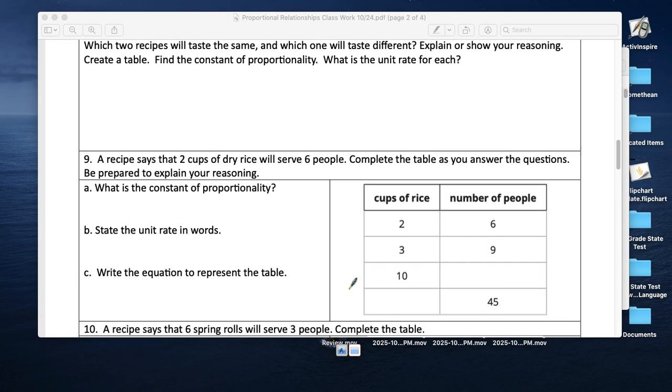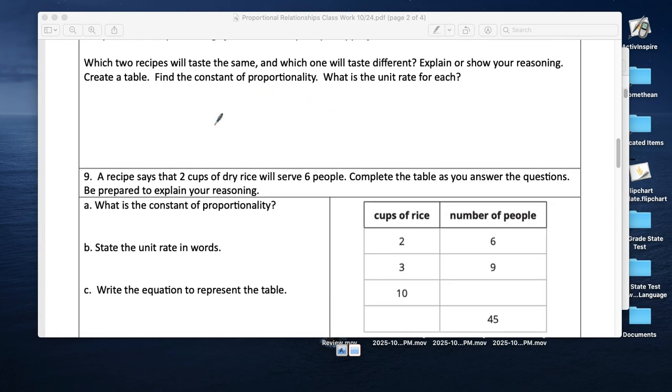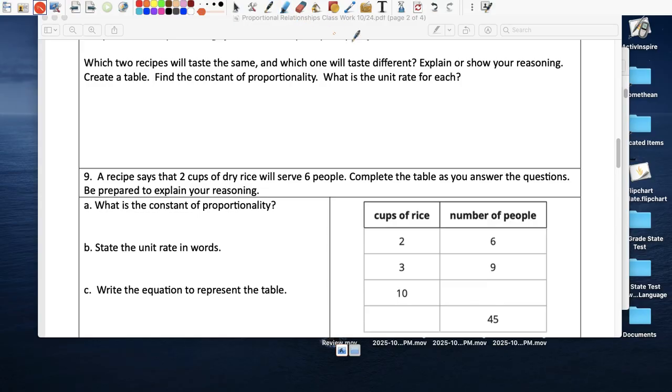Number 9. All right, so we have to complete the table, explain, and so on. Okay, what's the constant of proportionality? Well, let's find it. X and y. K equals, let's use 2 and 6, so 6 divided by 2, which is 3. So the constant of proportionality is 3: times 3, times 3, times 3, times 3.